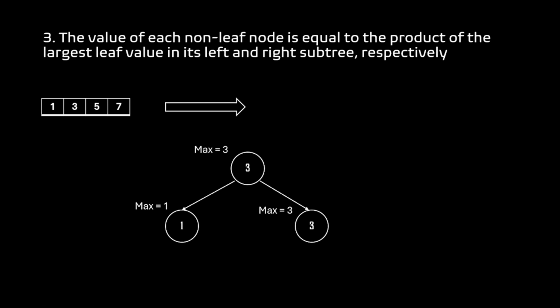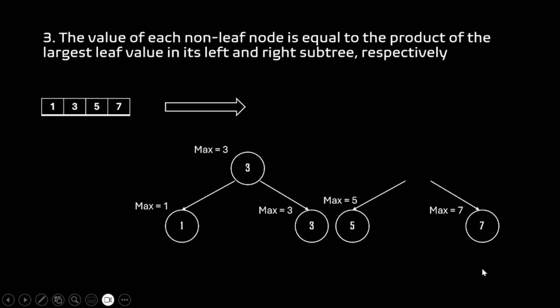Let's continue constructing. We'll now pair 5 with 7, okay? And once we combine this, the non-leaf value will be again the product of the largest leaf value of its left and the right subtree, right? So the largest value product will be 5 into 7, 35, right? And what will be the max value of this entire node, this entire subtree? It will be 7. Now, what will be the value of the root node?